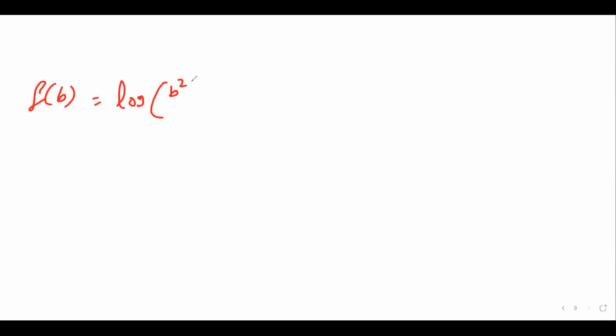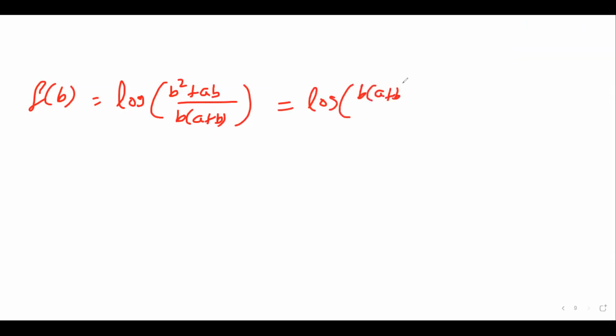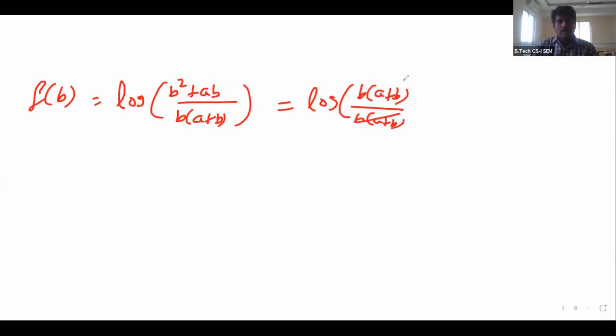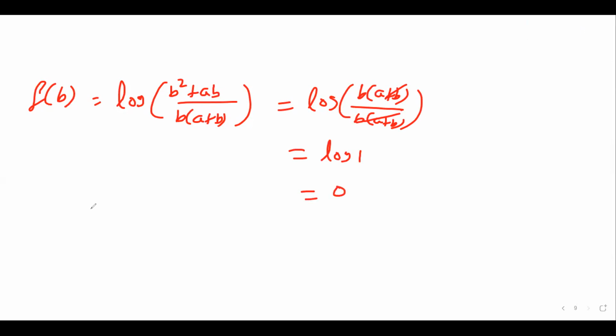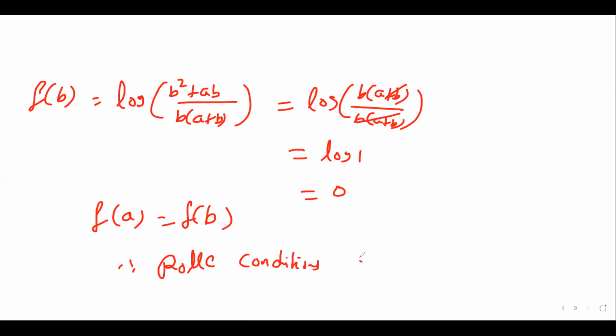f of b. Tell me f of b fast. b square plus ab by b into a plus b. Very good. So what is common in the numerator? b, sir. So b into a plus b by b into a plus b, both are cancelled. What is left? Log 1, log 1 means 0. So f of a is equal to f of b, right? Therefore Rolle's conditions are satisfied.